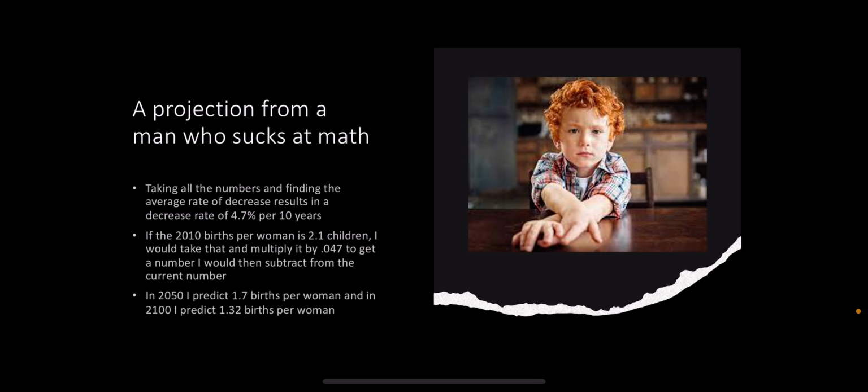Taking all the numbers and finding the average rate of decrease results in a decrease rate of 4.7% per 10 years. If the 2010 births per woman is 2.1 children, I would take that and multiply it by 0.047 to get a number. I would then subtract that from the current number. So in 2050, I predict 1.7 births per woman, and in 2100, I predict 1.32 births per woman. Now, obviously, I suck at math, and this is probably not correct, but I tried my hardest, Mr.